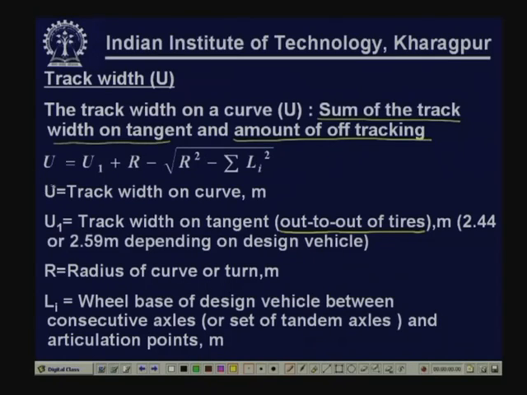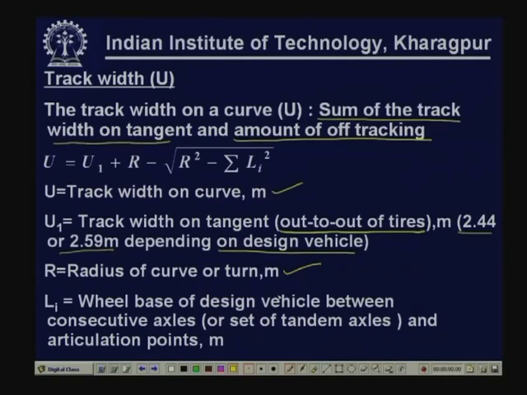So, it can be expressed by a simple equation like this: U equal to U1 plus R minus root over R square minus sum of Li square, where U is the track width on curve, U1 is the track width on tangent. As per AASHTO procedure, it is 2.44 or 2.59 meter depending on the design vehicle. R is the radius of curve or turn in meter, and Li is the wheelbase of design vehicles between consecutive axles and articulation points. This is also expressed in meter.